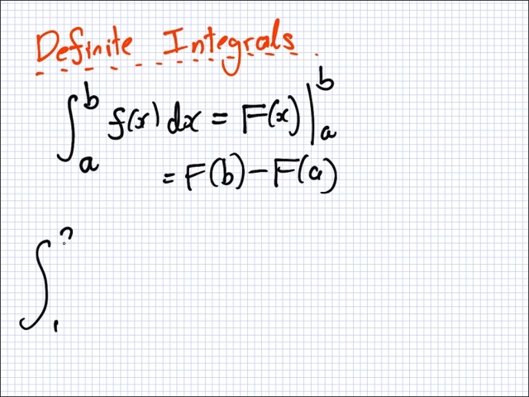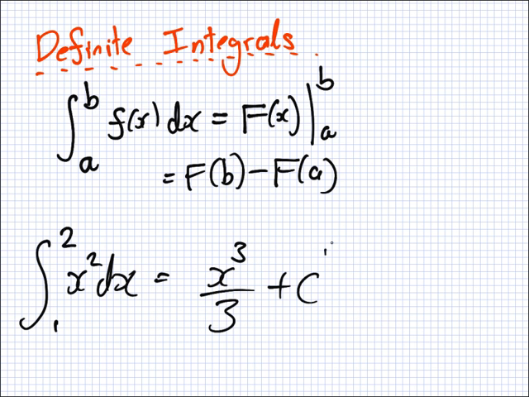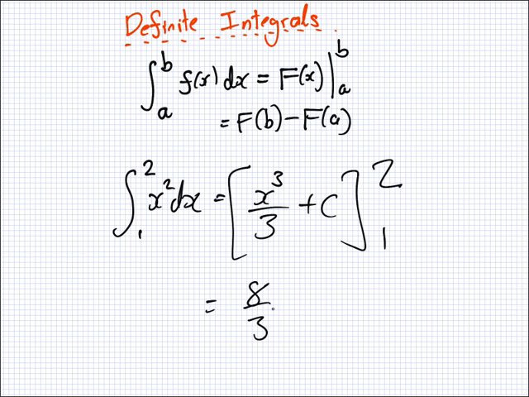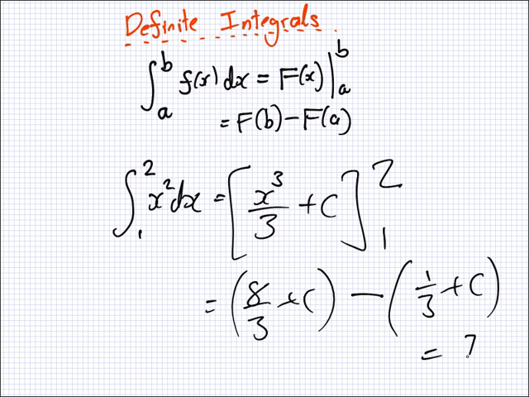Let's say 1 to 2 of x squared. I'm going to show you why the C doesn't matter, okay? If you put in the C, you get x cubed over 3 plus C. And then you put in the two limits, 1 and 2. If you put in the 2, you get 8 over 3 plus C, minus, and you put in the 1, and what do you get? You're left with 7 over 3. So you do not need to even write the C, because it always goes.